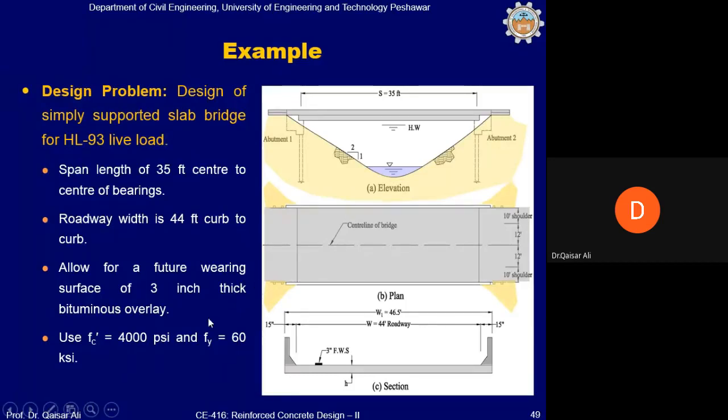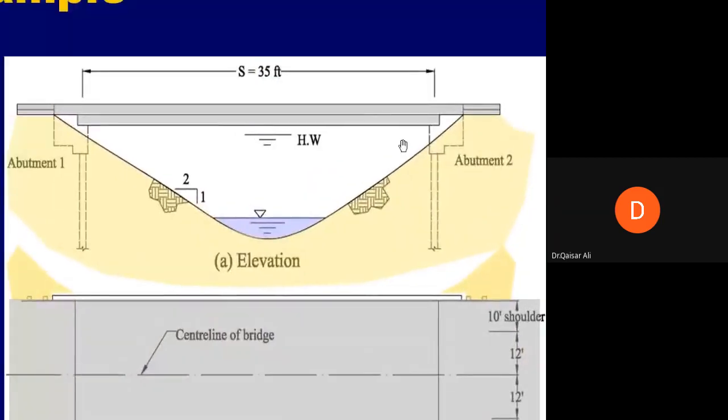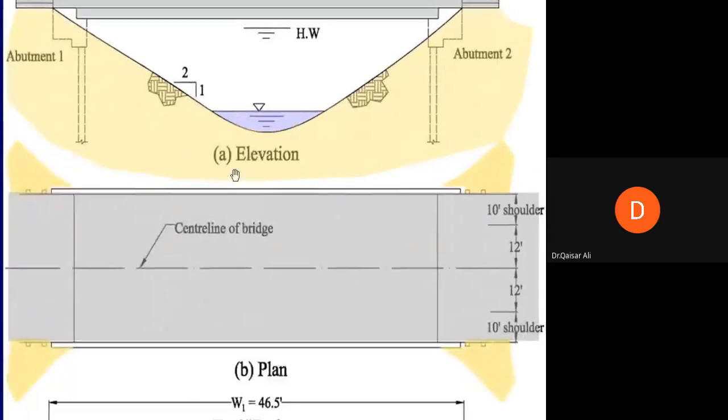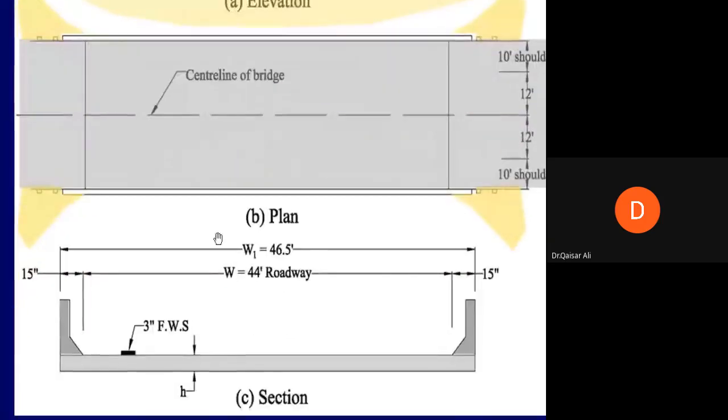Now look at this bridge on the right. I will amplify this a little bit so that you can see this. This is the bearing. So from the bearing, the span length is 35 feet. This is the center line of the bridge. The interior width of the bridge from curb to curb is 44 feet. This is the roadway on which the vehicle will run. And the exterior width, including this 15-inch curb, is 46.5 feet. The future bearing surface of 3 inches also shall be included in the design. It is the thickness of the slab.